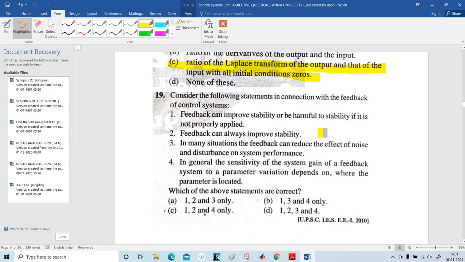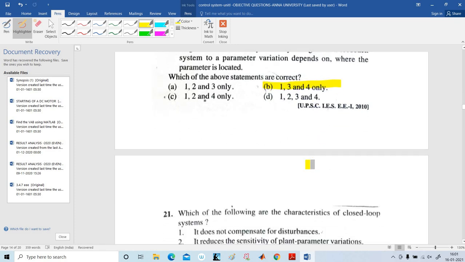Next question, consider the following statements in connection with the feedback control system. Feedback can improve the stability or harm the stability if it is not properly applied. That is the first one, the correct answer. Feedback can always improve stability. That is wrong. In many situations, the feedback can reduce the effect of noise and disturbances. That is also correct. In general, sensitivity of the system gain of a feedback system to a parameter variation depends upon where the parameter is located. So 1, 3, 4 is the correct answer.